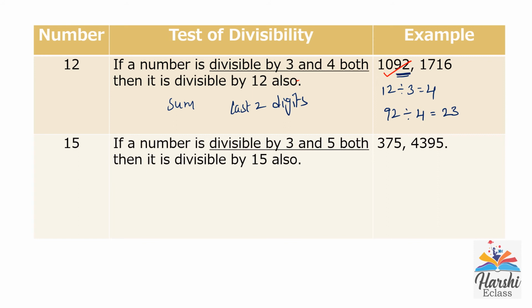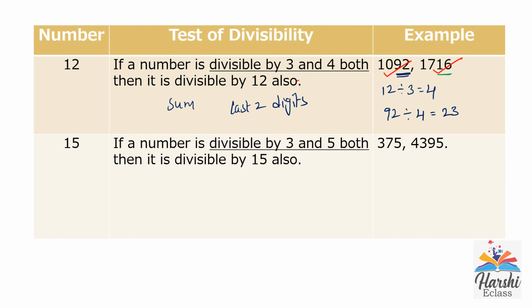1716. 1 plus 7, 8. 8 plus 1, 9. 9 plus 6, 15. 3 5s are 15. 15 is divisible by 3. Let's check with 4. Last two digits are 16. 4 4s are 16. So 1716 also completely divisible by number 12.